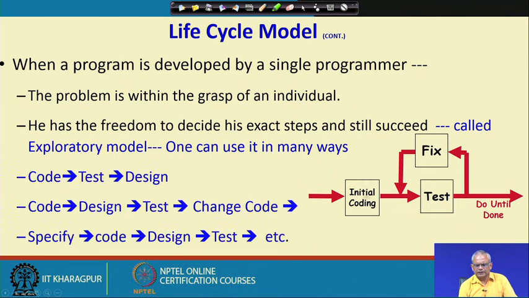But another designer may interpret this and say that first he needs to write the code, then design, then test, then change code. Another designer might say that need to specify, code, design, test. So, the developers had flexibility in using whatever style suited them, but when there is a team development, this kind of informal style of development would create real problems and the project will fail.